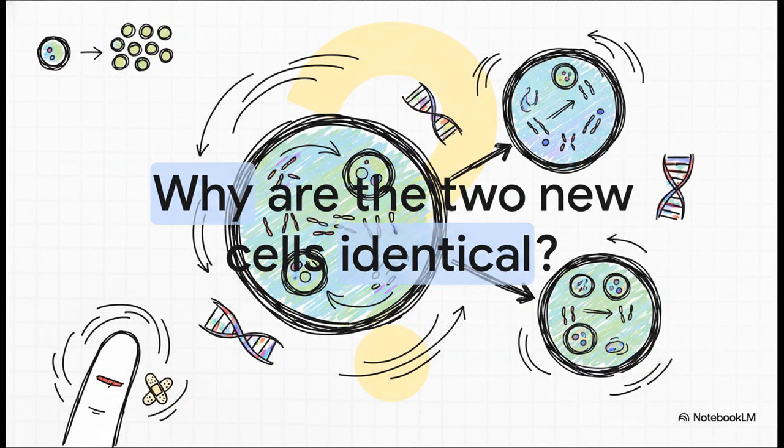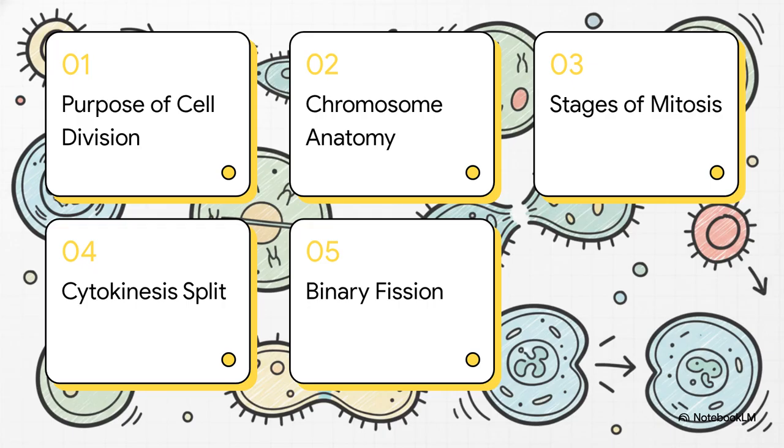To truly grasp our own biology, we really have to ask ourselves a fundamental question. How does a single-celled organism eventually become a trillion-cell organism? Or, on a more relatable level, how does a paper cut actually heal? Well, the secret lies entirely in how our cells perfectly replicate and then physically split our genetic material. Think about it. If the resulting cells weren't completely identical, our bodies just wouldn't function. It'd be chaos.